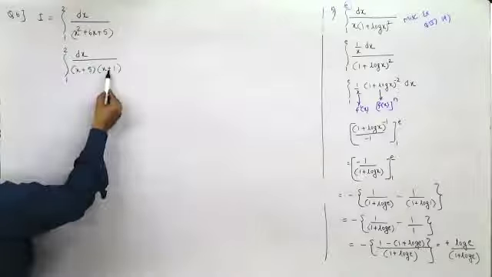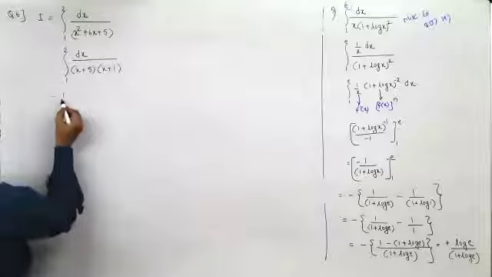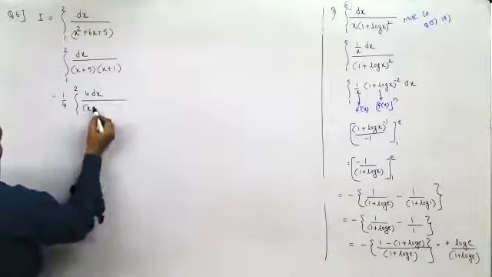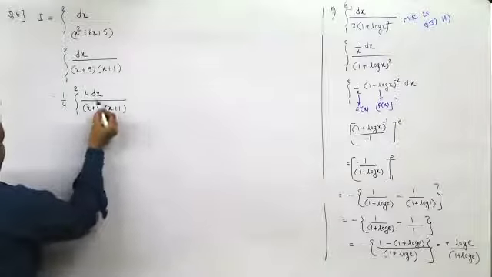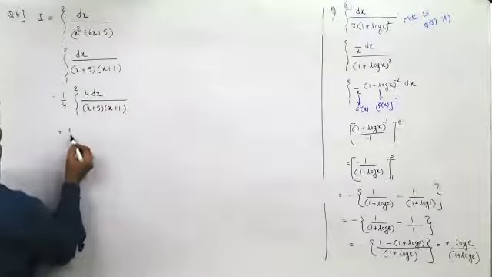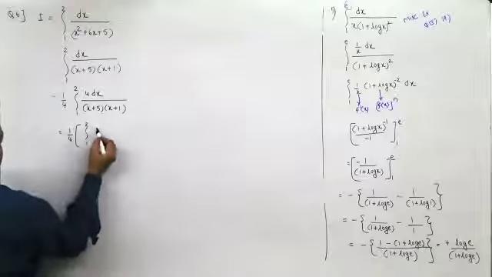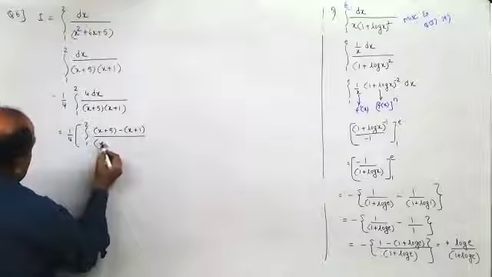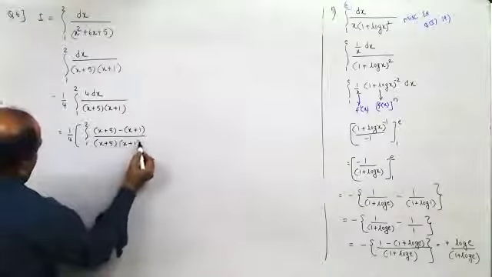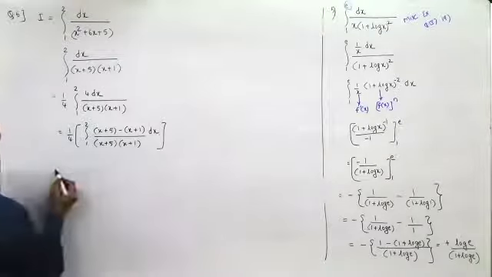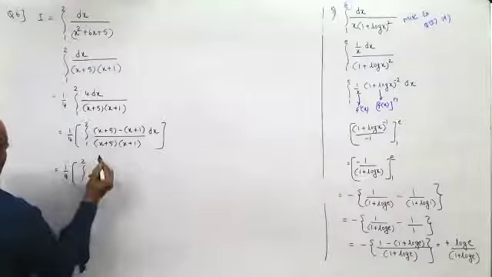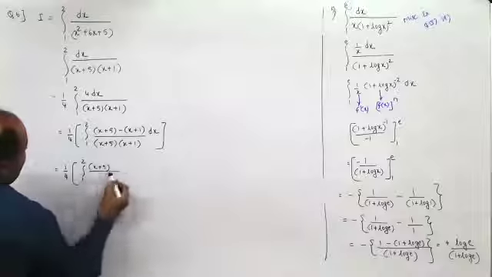How? This is x plus 5, this is x plus 1. The difference is 4. When I subtract the 2, I get 4. So I'll multiply and divide with 4 here. Now, the numerator can be written as x plus 5 minus x plus 1. This would be 1 upon 4. Here 1 to 2. This would be x plus 5 upon x plus 5 into x plus 1.